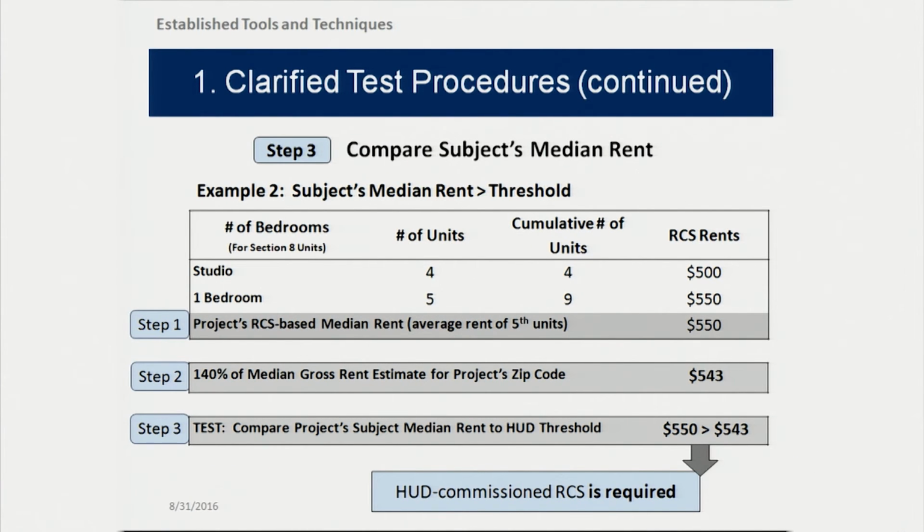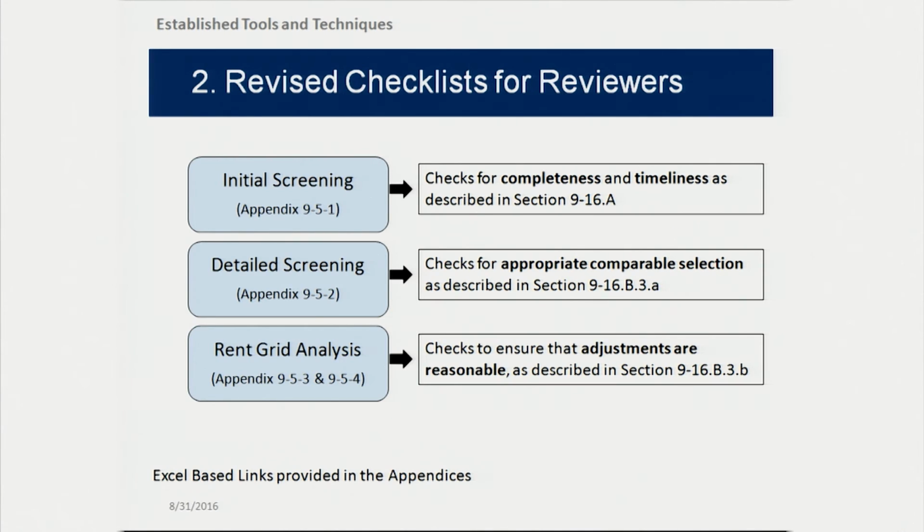This slide illustrates an example for when a HUD-commissioned RCS is required because the subject's median rent exceeds 140% of the median gross rent estimate for the project's zip code. Section 914C provides guidance on what would happen in this situation when a HUD-commissioned RCS is required. Please note that there would be no appeals of rent determination if a HUD RCS is commissioned and it prevails.